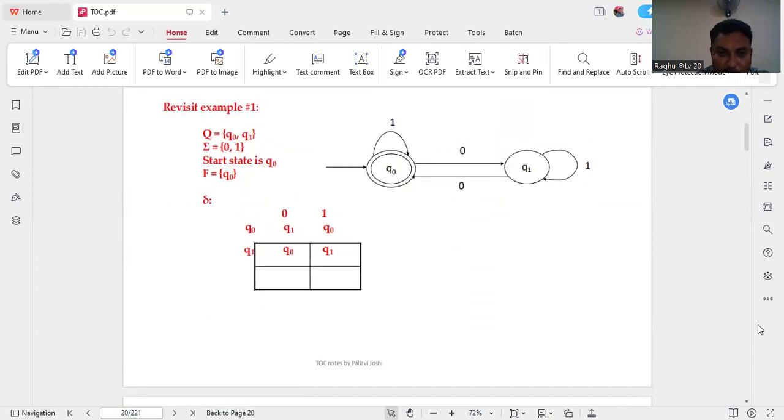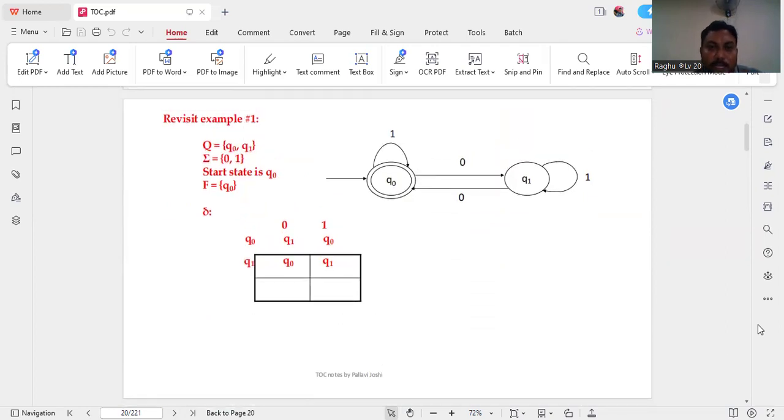Yes. In this diagram we have two states, Q0 and Q1. Q0 is the initial state and final state. Final states are represented with double circles, and the initial state is represented with the arrow mark. In this diagram, let's see the transition functions.